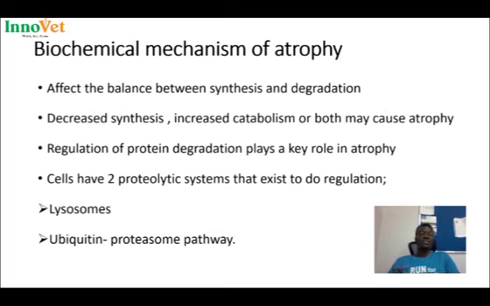So the body has two proteolytic systems that exist to regulate this, and one of them is the lysosomes, which contain hydrolytic enzymes that can eat up the cell organelles or the proteins within the cell and other damaged or used up cells. And then it also has the ubiquitin proteasome pathway. In here, the damaged cells or the cells that have shrunk will bind to the ubiquitin, and then they will be phagocytosed and eaten up in these proteasomes by the proteolytic enzymes.